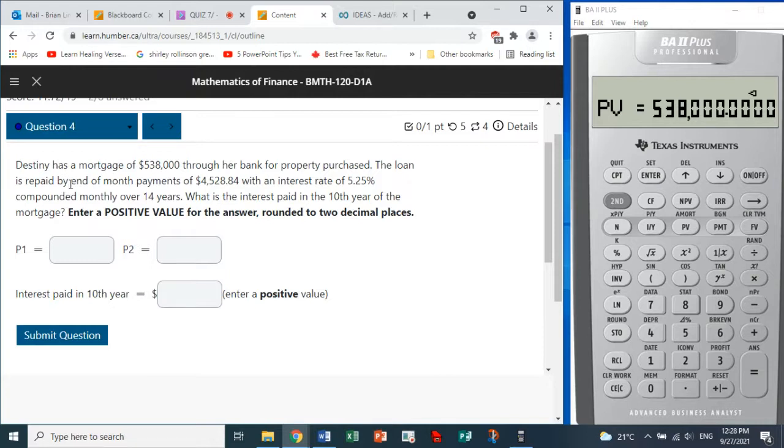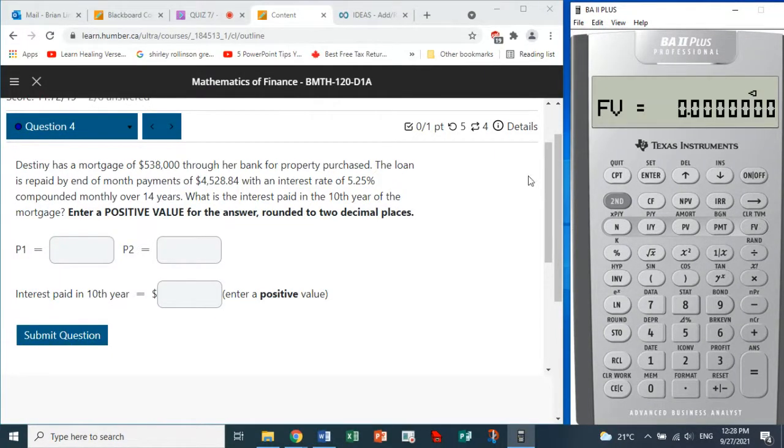Okay, now the end of month payments, this is the size, 4528.84. So 4528.84. And we make it negative because they're payments. All right, the future value we would put in as a 0, right? Because we like the mortgage to be paid off. Okay, so we have all the data in there.